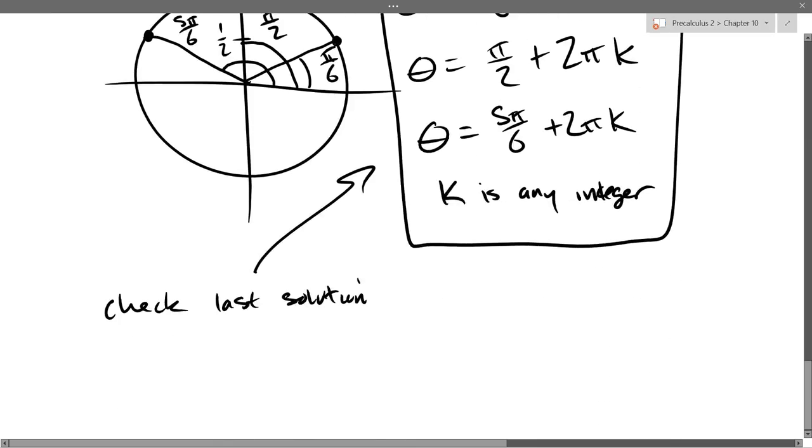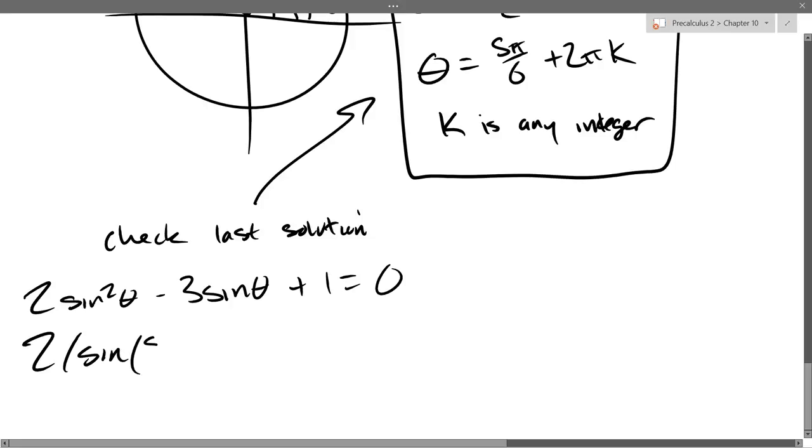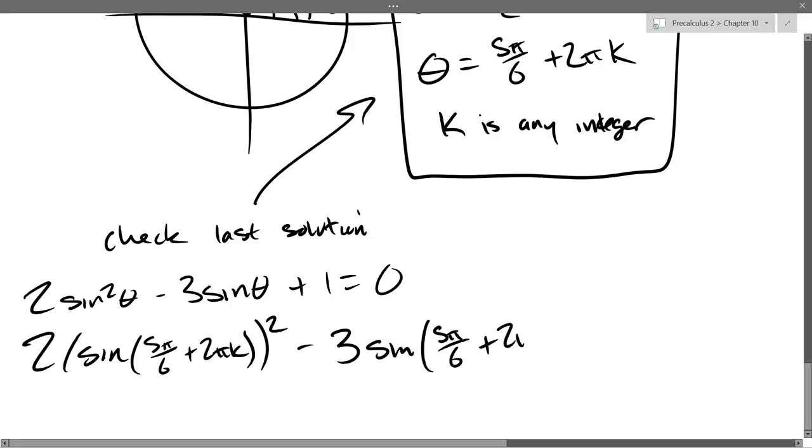So I got 2 sine squared theta minus 3 sine theta plus 1 equals 0, so we got 2 sine of (5 pi over 6 plus 2 pi k) squared, I'm using the better exponential notation here, minus 3 sine of (5 pi over 6 plus 2 pi k) plus 1, and does that equal 0?